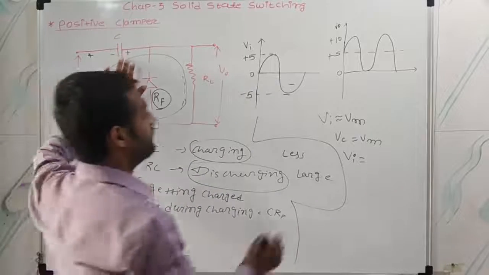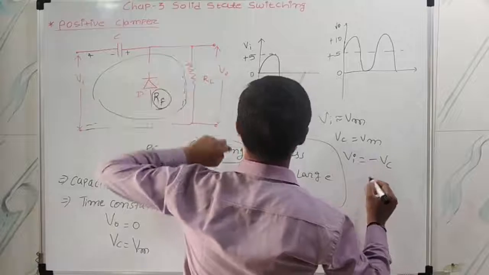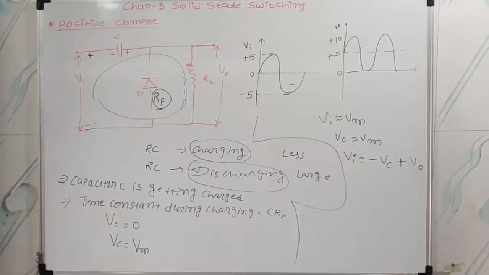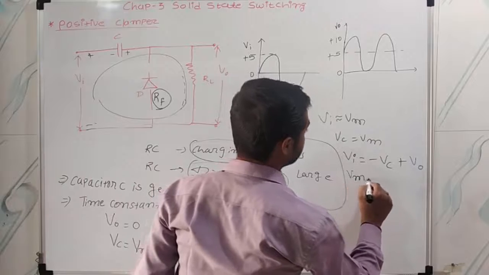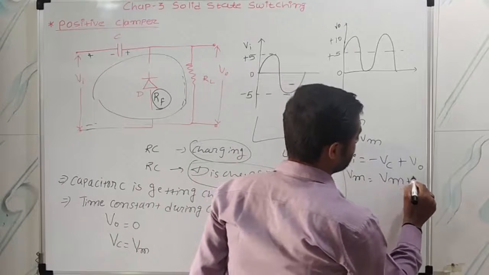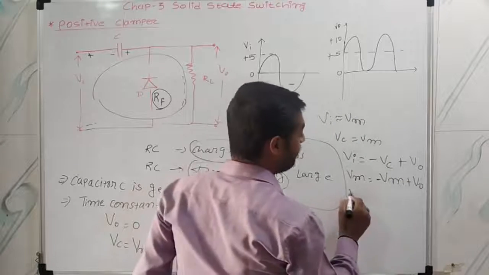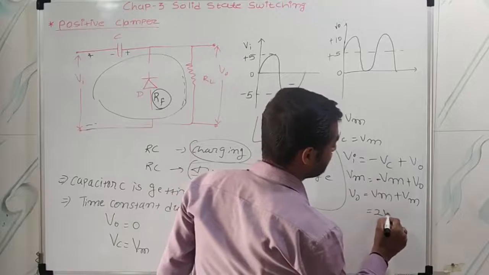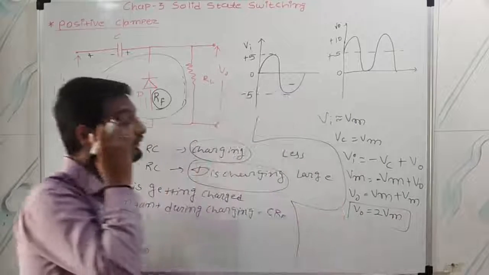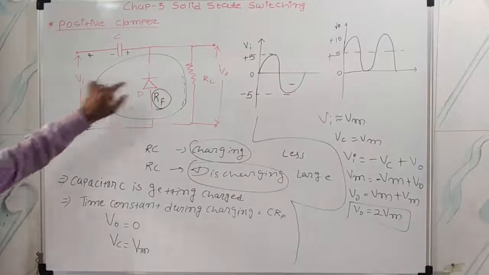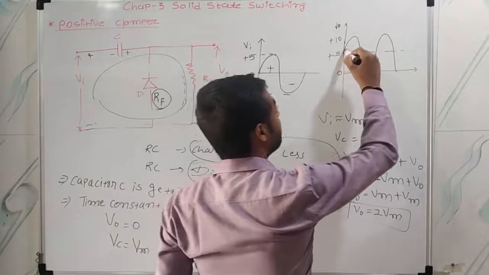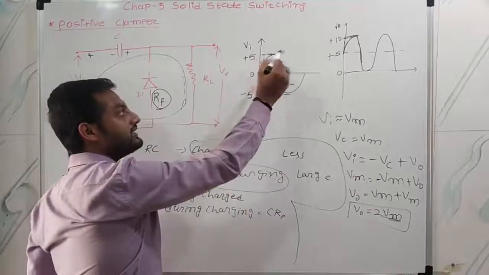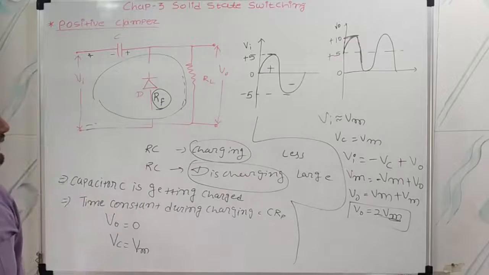VI equals minus VC, because from here the minus sign goes this side, plus V0, right? Now VI equals VM, VC equals VM, so V0 equals VM plus VM, which is 2VM. So when the cycle changes, in the positive cycle, at that time it will have the maximum amplitude of 2 times the input. What was the input? 5. Twice that, 10, will be the amplitude.